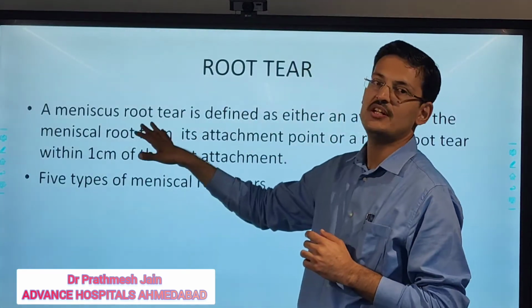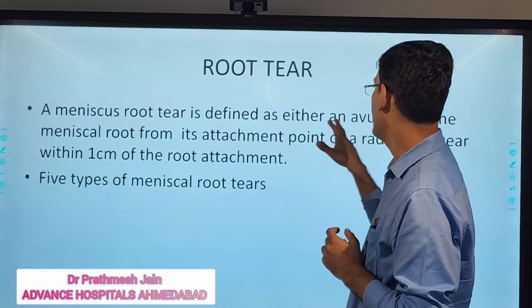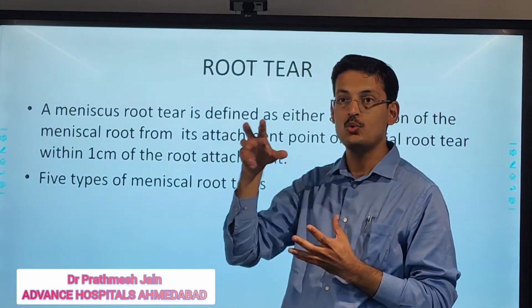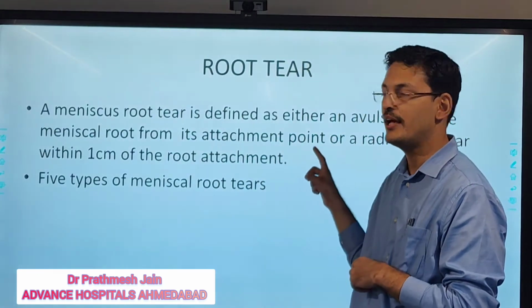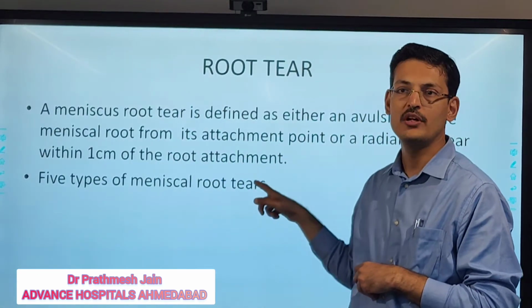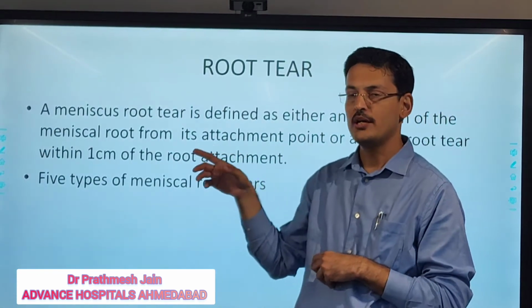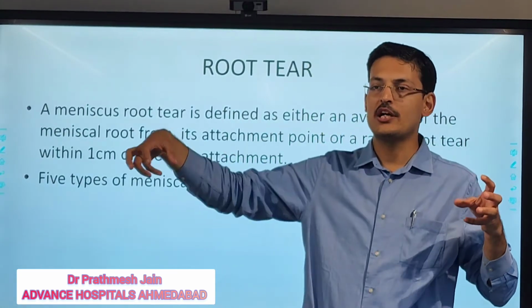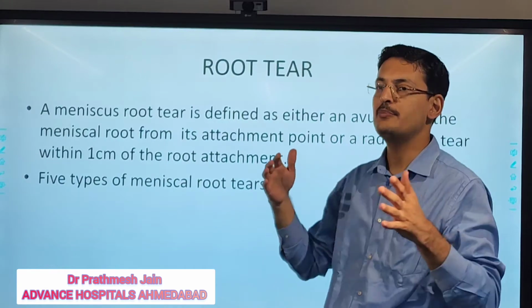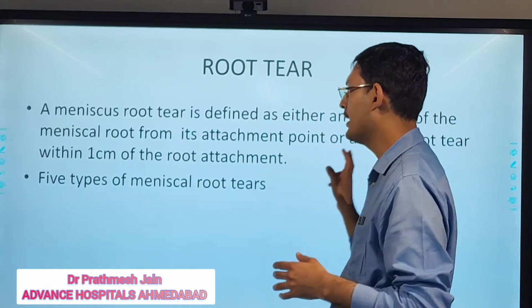So by definition, a meniscus root tear is defined as either an avulsion of the meniscus root from its attachment, or a posterior horn tear within 1 centimeter of the root attachment. Okay, so anything which reduces the hoop stresses and leads to extrusion, posterior tear, is basically a meniscus root tear.